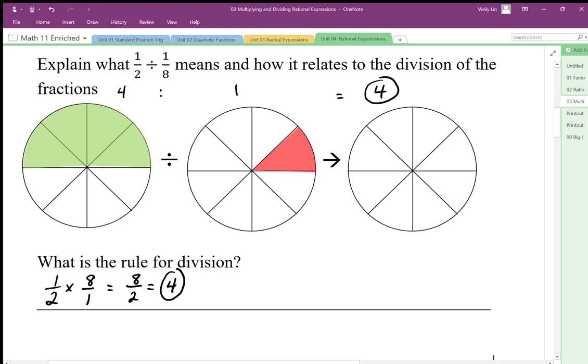So 1/2 divided by 1/8 means that 4 1/8 pieces fit into there, or we can show this as 4 when we use our times and divide strategy of just flipping our fraction, changing it to times and flipping our fraction. Really all this is doing is getting the times and divide in the right spots. Times on top, divide on bottom. So what's the rule for division? We can multiply by the reciprocal.